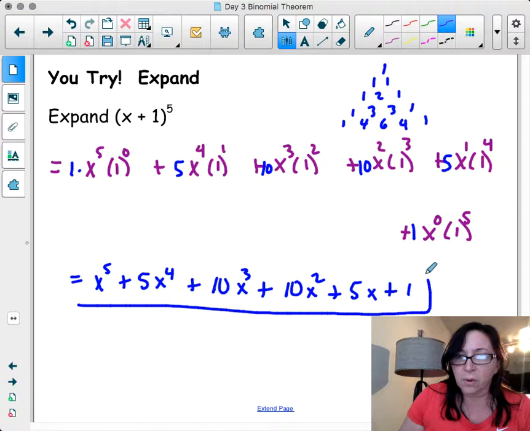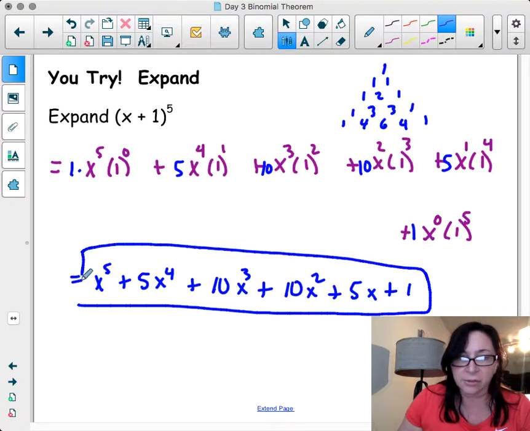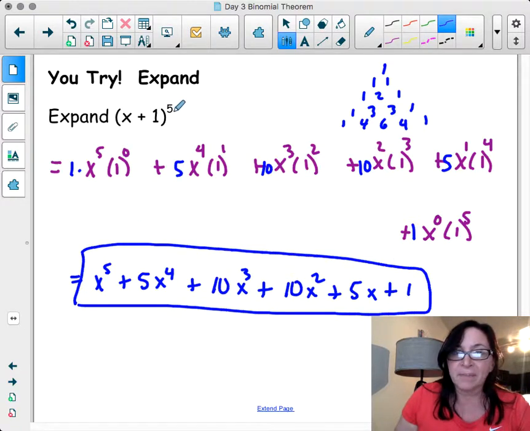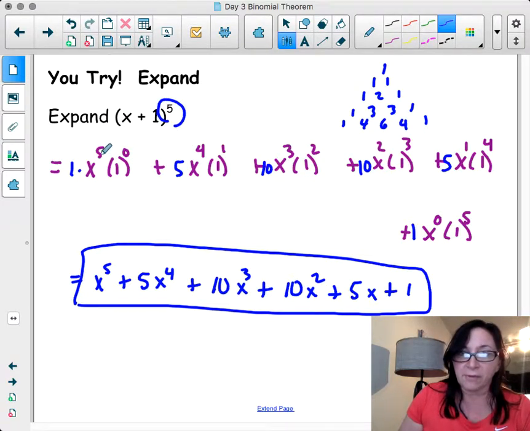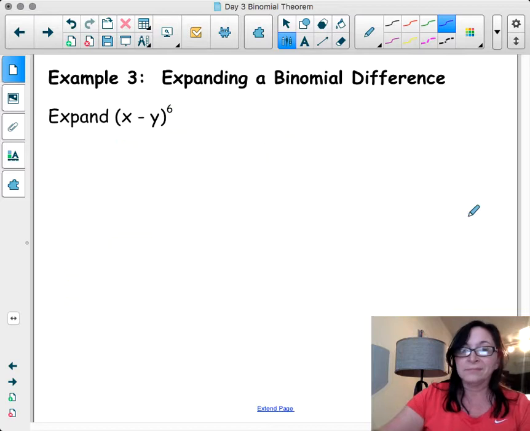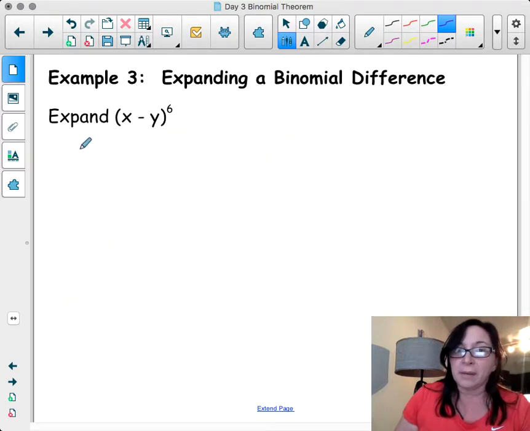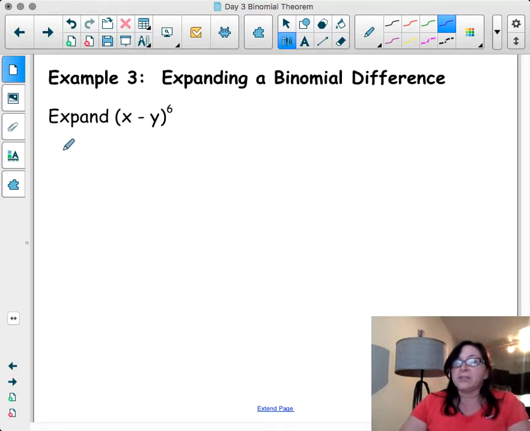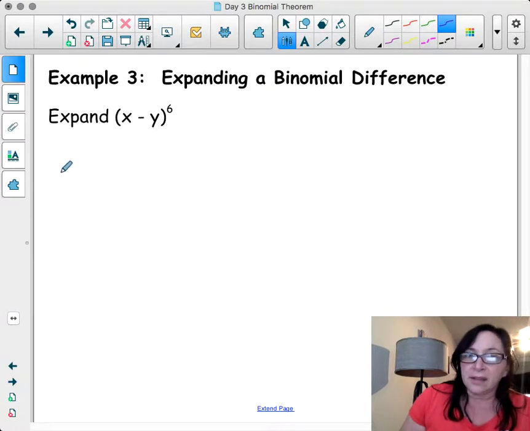And if you want to check your solutions too, keep in mind, if it starts with the 5th power, you've got 5, 4, 3, 2, 1, 0, and then 0, 1, 2, 3, 4, 5. Expanding a binomial difference is a little bit different, but when it's all said and done, it's pretty simple. You're just alternating plus and minus.